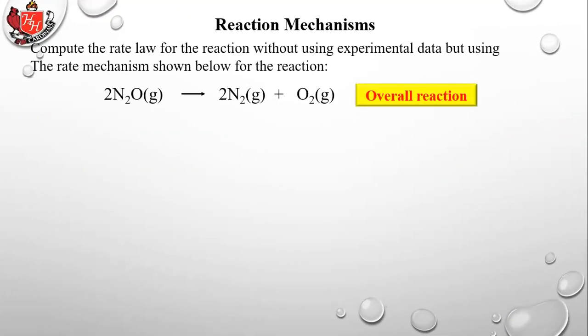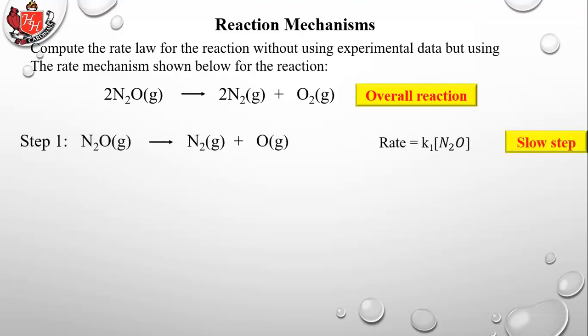So compute the rate law for the reaction without using experimental data, but using the rate mechanism shown below for the reaction. So there's the overall reaction: 2N2O produces 2N2 plus O2. So step 1 is going to be N2O produces N2 plus O. So the rate law for that is going to be rate equals K1 N2O to the first power, because the coefficient in front of N2O is 1. So we're going to say that's the slow step. Again, you've got to be told that. You're not expected to figure out what the slow step is.